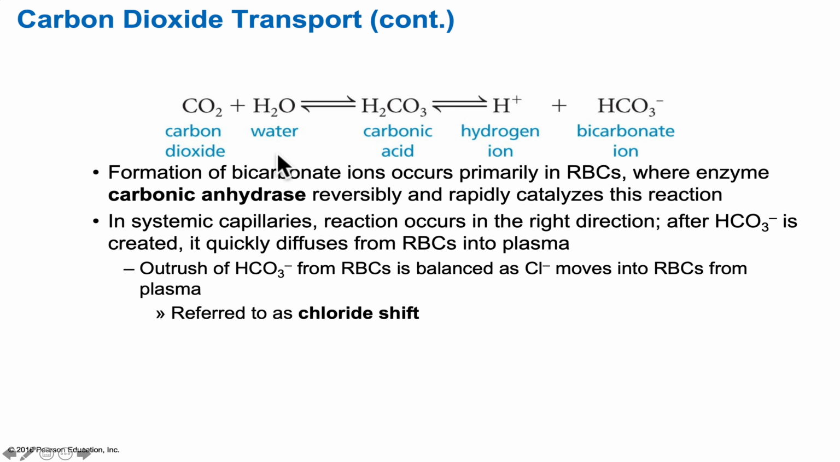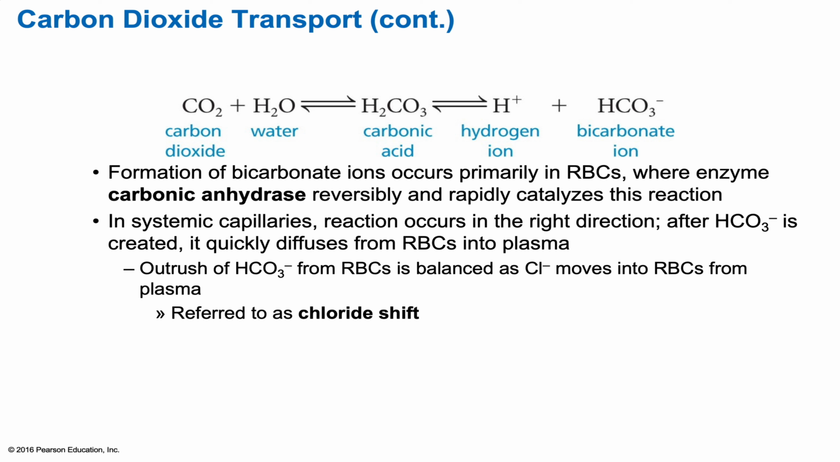So while this reaction also occurs in plasma, it's 1,000 times faster in red blood cells because red blood cells contain an enzyme called carbonic anhydrase. And carbonic anhydrase can reversibly catalyze the conversion of carbon dioxide and water to carbonic acid. So hydrogen ions released during the reaction bind to hemoglobin, and this triggers the Bohr effect. Once bicarbonate is generated, it moves quickly from the red blood cells into the plasma, and from there it's carried to the lungs.